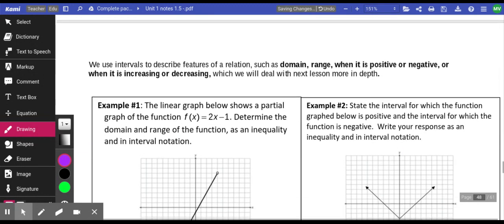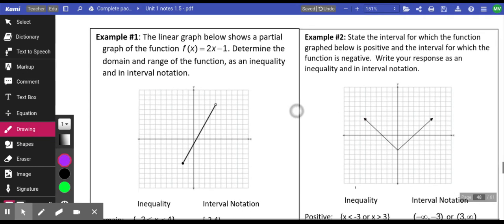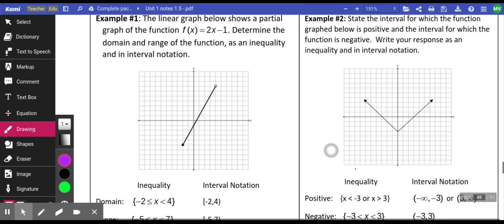We use intervals to describe features of a relation, such as domain and range, when it's positive or negative, or when it's increasing or decreasing, which we will deal with in the next lesson. So for example, the linear graph shows a partial graph of a function f of x equals 2x minus 1. Determine the domain and range of the function as an inequality and in interval notation.